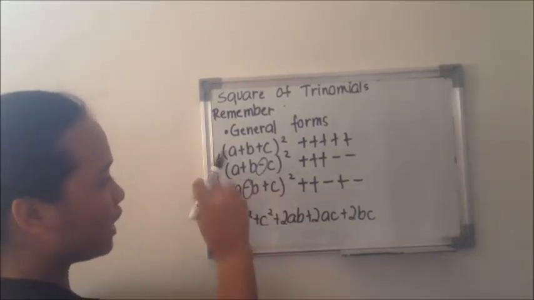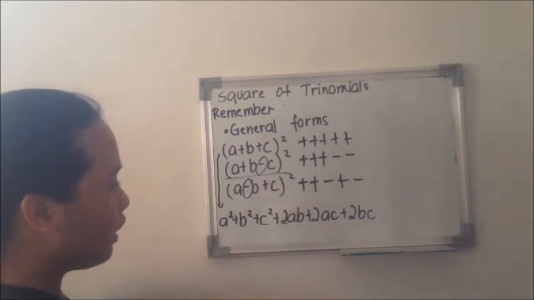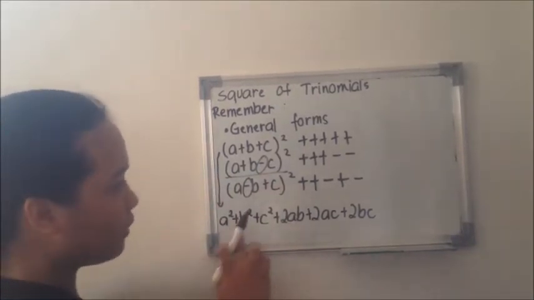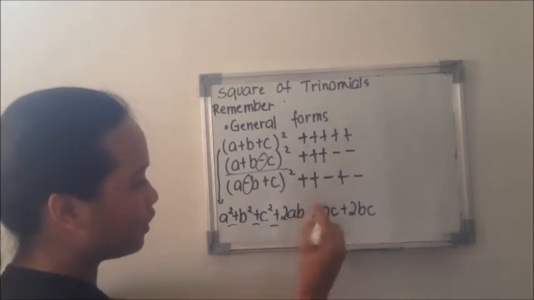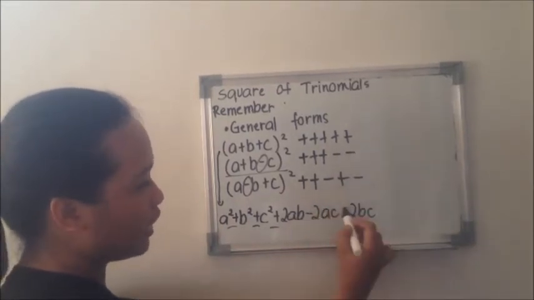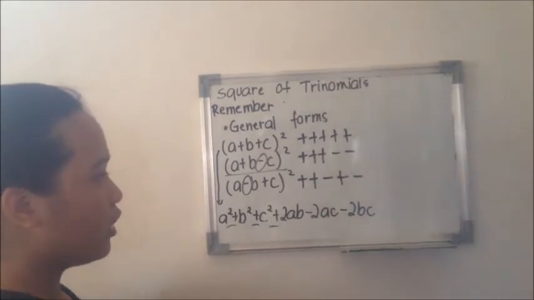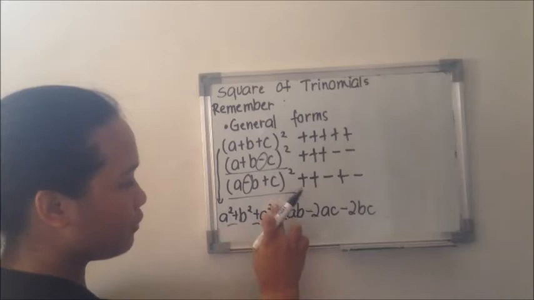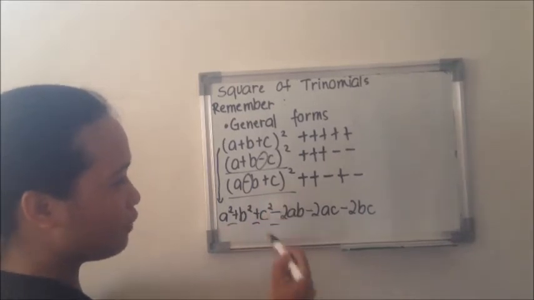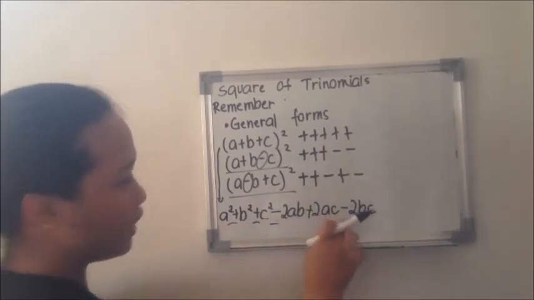Kung ito ang gagamitin, ang magiging sign nito ay positive, positive, positive, negative, negative. Kung ito naman, positive, positive, negative, positive, at negative.